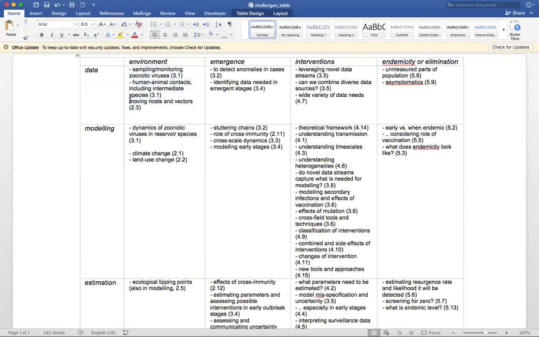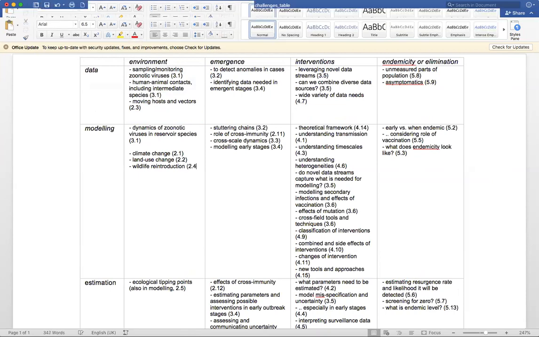Sorry, Mick. So where are you wanting to put that? New 2.4? New 2.4, certainly into modelling. Okay. And what are you calling that? Wildlife reintroduction. Does that capture all the points that Cons was making? I'm not sure about all of them, but certainly some of them, I think.